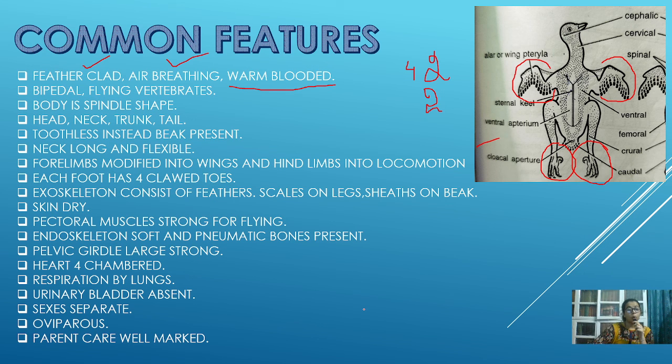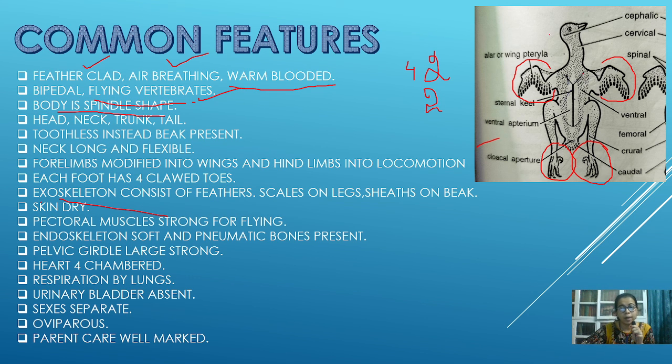And they are the only flying vertebrates. Okay, they are the only flying vertebrates because they have wings. And the body is spindle shaped. What is the reason behind the body being spindle shaped or fusiform? Because they show a flying mechanism, the body needs to be not huge. It should be fusiform so that resistance against the air is minimum. That's why they can fly in the air. That's why the body is spindle shaped.